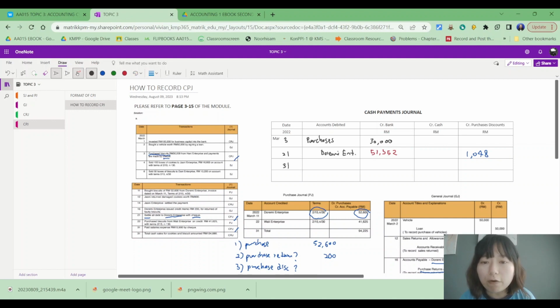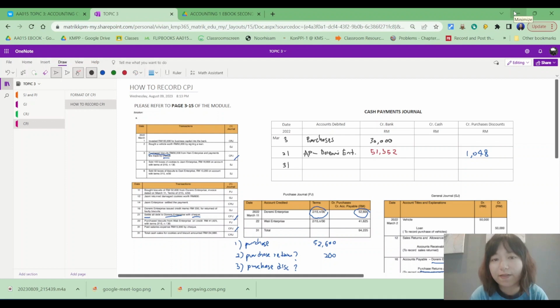And before you put Doremi Enterprise, you should also include siapakah dia? Dia adalah AP kita, accounts payable. Okay, oleh itu masa you menjawab, you kena tulis accounts payable in full, spell in full, accounts payable dash, okay, the specific name of AP.